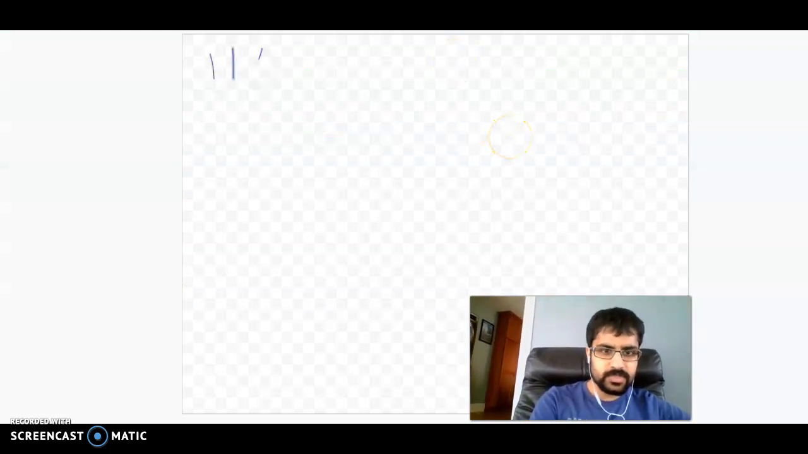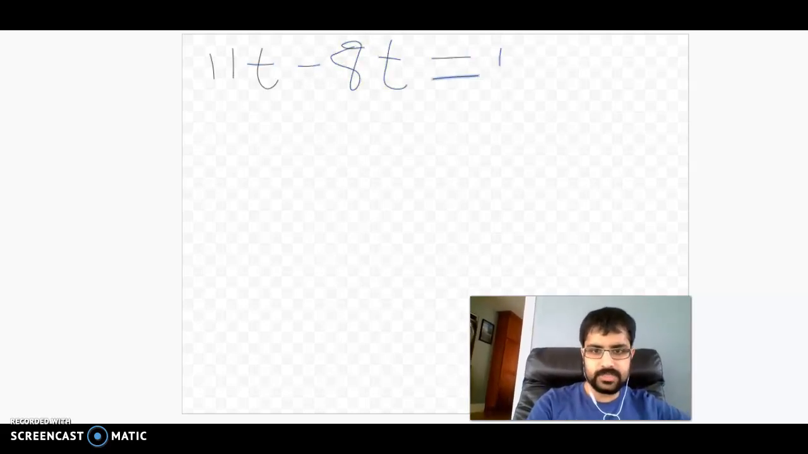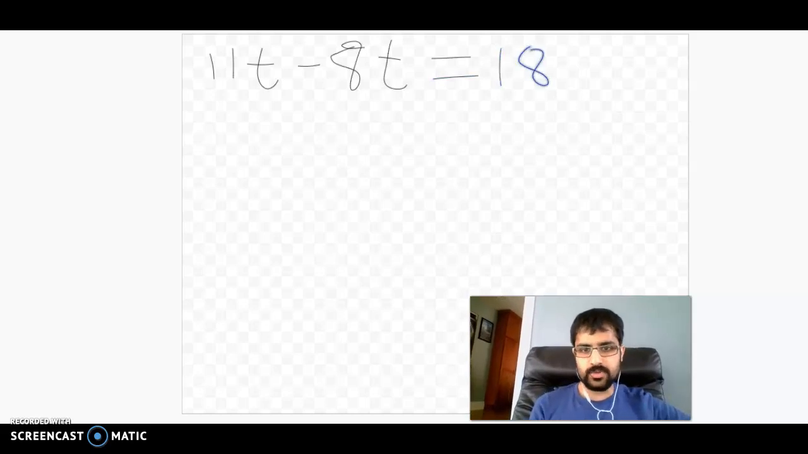If I were to solve for t, what would I get? Go ahead and write that down on your paper. 11t minus 8t equals 18. Mr. Shaw, I'm saving my paper for when I'm doing this myself.